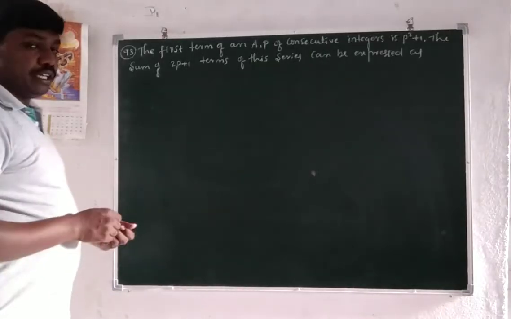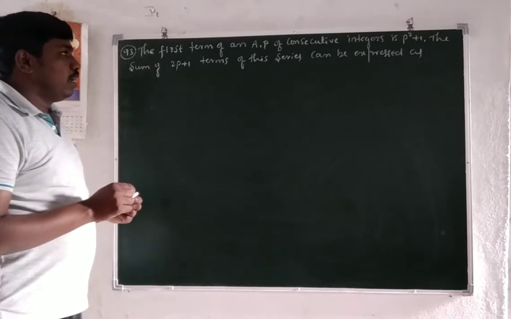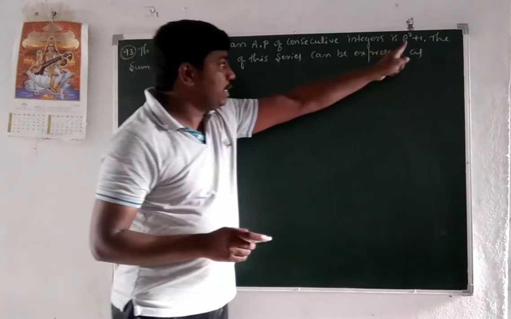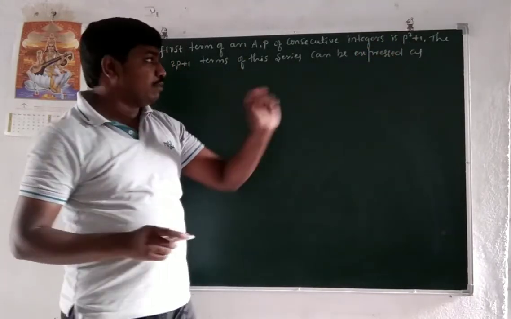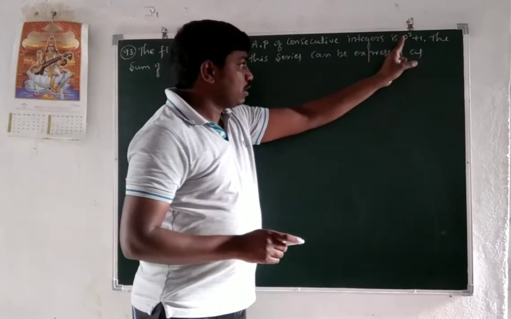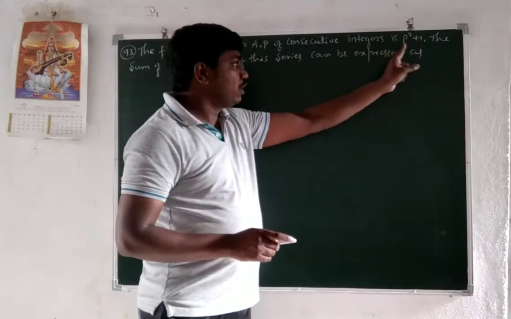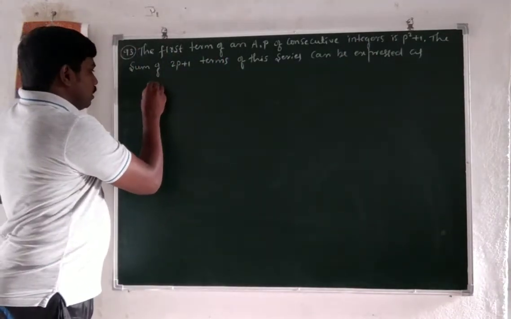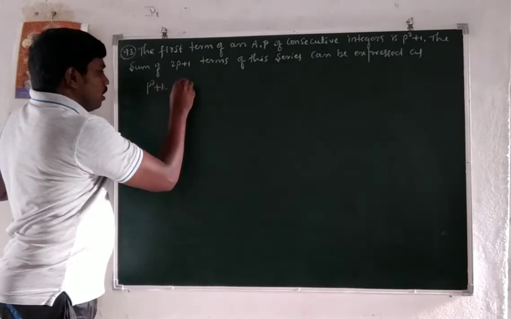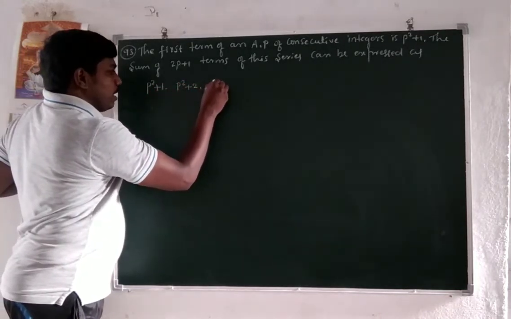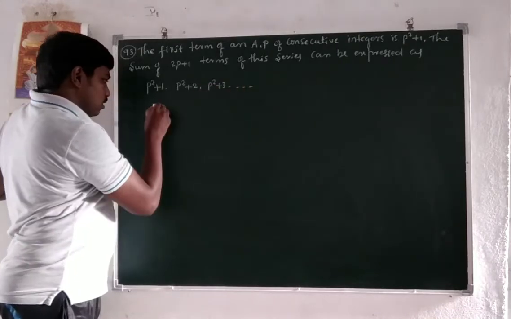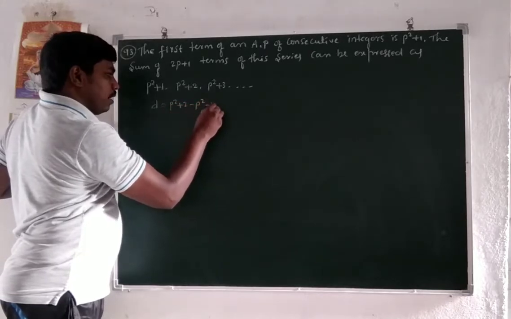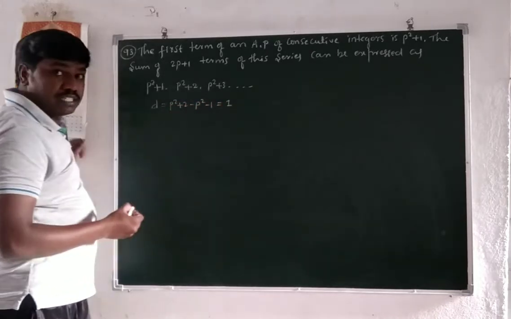Question number 93: the first term of an AP of consecutive integers is p square plus 1. The next term is p square plus 2, the third term is p square plus 3, and the fourth term is p square plus 4. So the sequence is p square plus 1, p square plus 2, p square plus 3, and like this. What is the common difference? p square plus 2 minus p square minus 1, so 1 is the common difference of this AP.